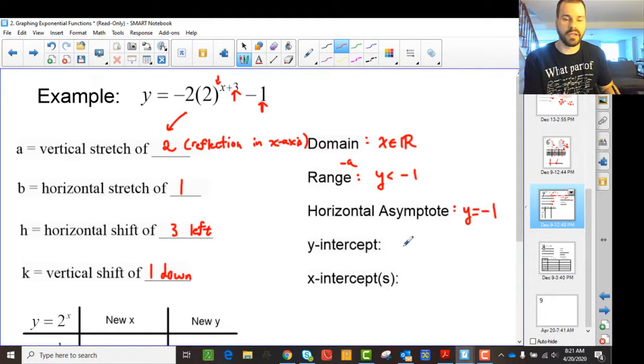The y-intercept, we're going to let x be 0. Okay, so we're going to get -2 times 2 cubed minus 1, because it's 0 plus 3. You can write 0 plus 3 if you want to. So that gives me -2 times 8 minus 1, which is -17. So the y-intercept is (0, -17).